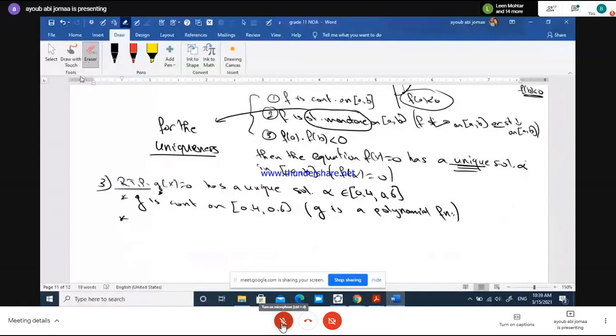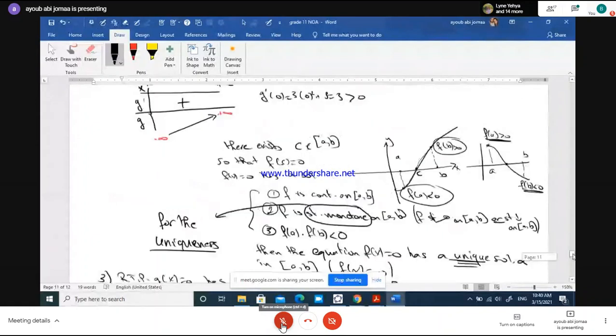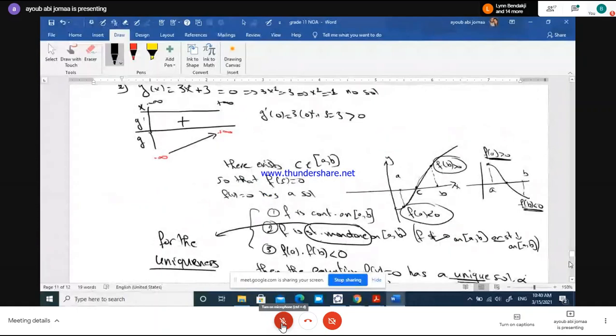Now the second condition. The function should be strictly monotone. Strictly monotone means strictly increasing or strictly decreasing. Look at this function. The function is strictly increasing from the table of variations. You don't invent anything from your own head. You already found the table of variations. The function is strictly increasing on the domain, negative infinity, positive infinity.